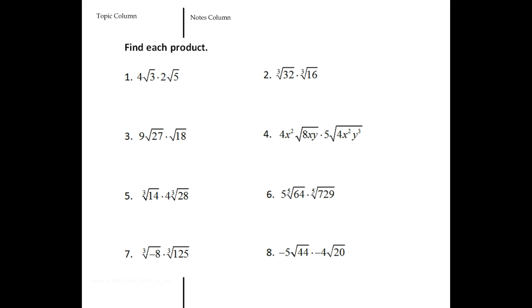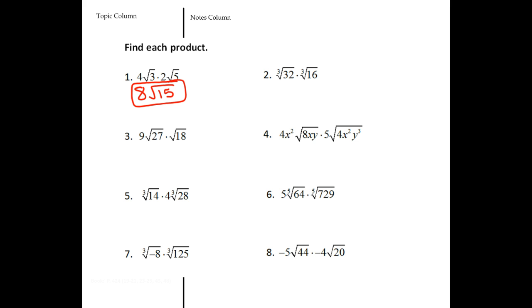So the first one here, outside times outside is 8 times, and the inside times the inside is going to be square root of 15. Now, can I simplify that any further? Well, the only thing that multiplies to 15 is 3 and 5, sorry. So I can't simplify that any further. That's as far as we can go.